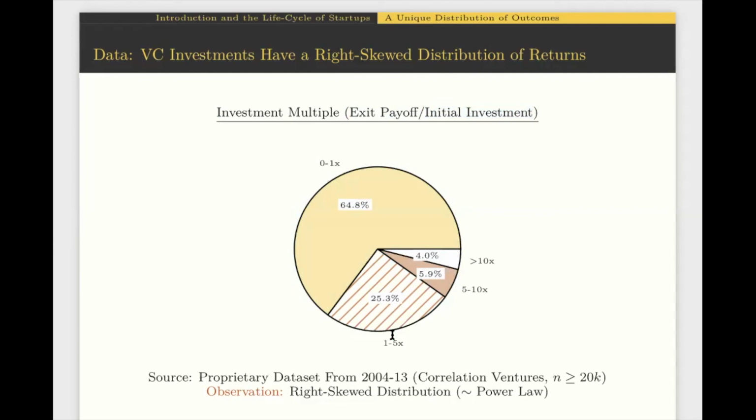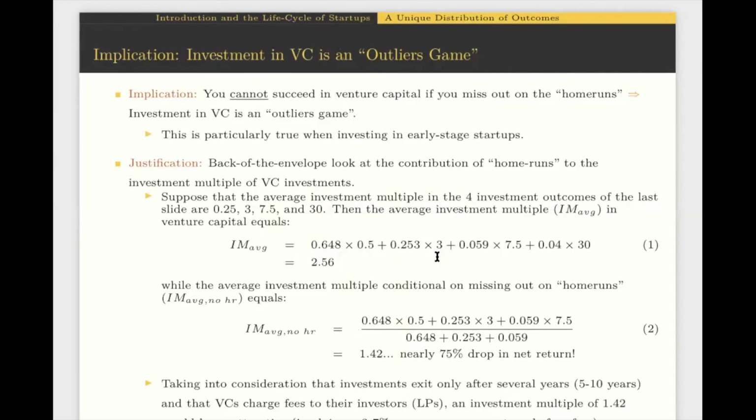About 25% return between 1 and 5x the original investment. Then 5 to 10x represents about 6% of deals, and about 4% of deals generate greater than a 10x return. If you take a look at this distribution, it looks like something called a power law distribution, which is a right-skewed distribution that has much higher likelihoods of negative outcomes, but also a much higher likelihood of tail outcomes.